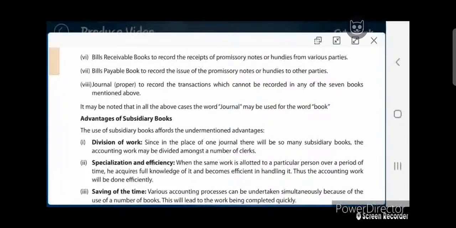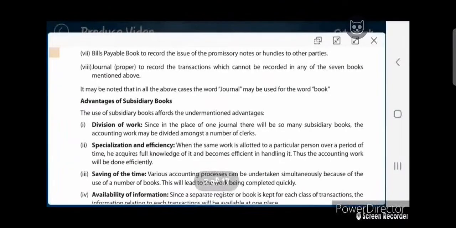Next, bills receivable book. You will use the bills receivable book to record the receipts of promissory notes or hundis from various parties. It will help you to record the receipts of promissory notes, and the information about that receipt from the various parties.